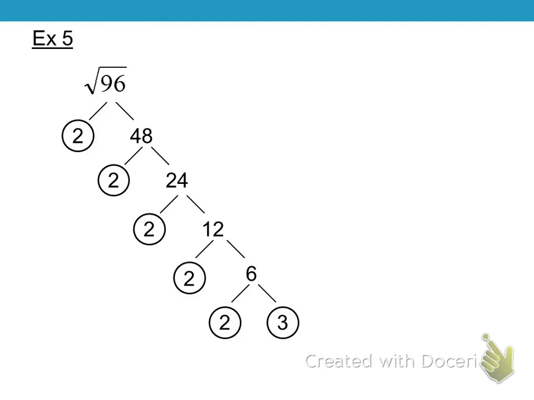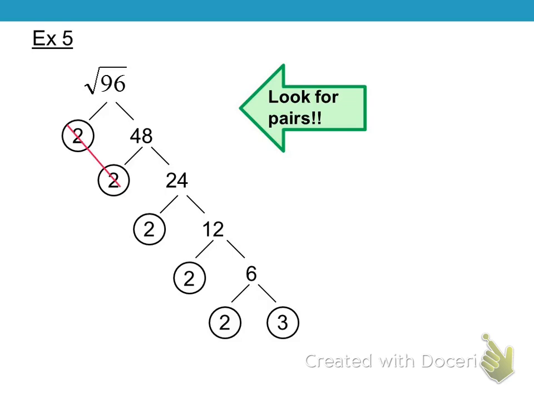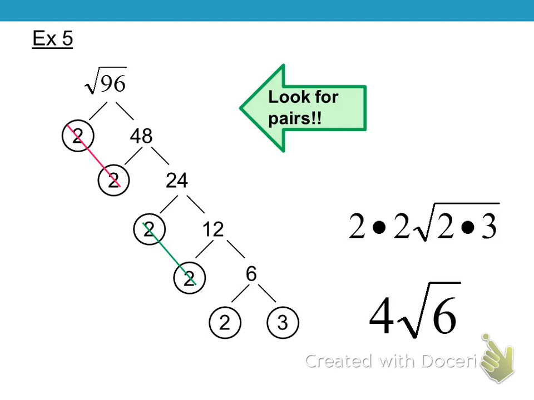So we would have 2 pairs of 2s. So a 2 comes out, a 2 comes out. And then on the inside, you have a 2 and a 3. Neither one of them have a partner, so they're stuck on the inside. So 2 times 2 is 4 on the outside. 2 times 3 is 6 on the inside.